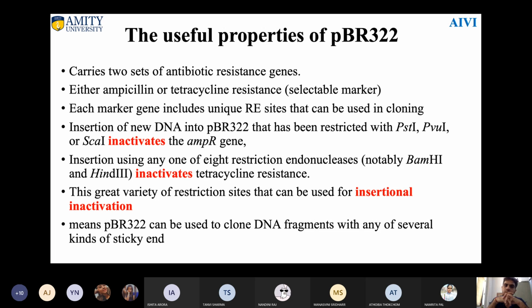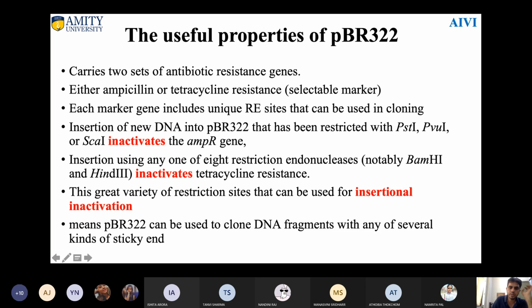So this is the property, the selection that we are going to do. This is called insertional inactivation. It means if the insertion is there, then only the genes are going to be inactivated. If no insertion is there, then no inactivation is going to happen. So if the cells are surviving on both of your antibiotics, it means no cloning happened, no insertion is there.